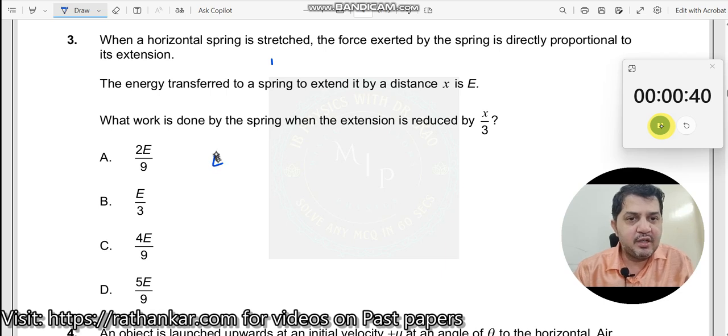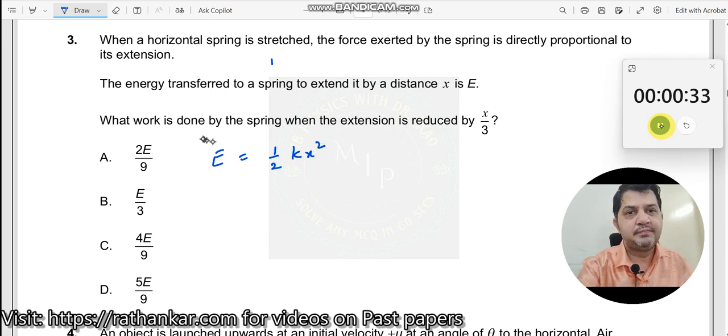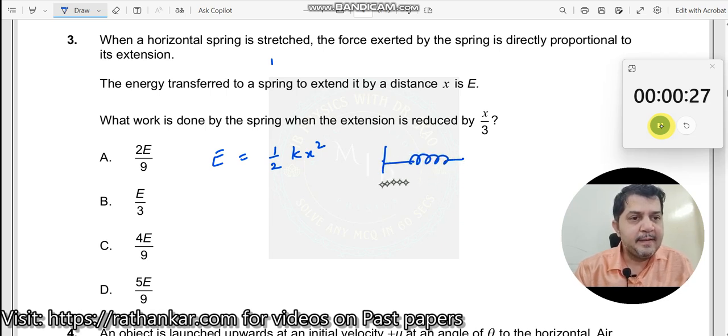So, how is the energy given by extension? It is given by half Kx squared. Now, what is the work done by the spring when the extension is reduced by x by 3? So, this is my spring initially. Now, this has been extended by a distance x from here, which means this is my extension x.